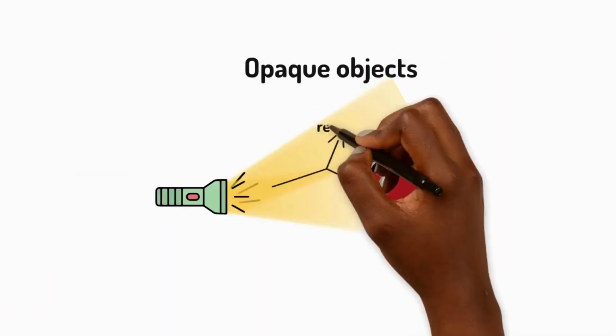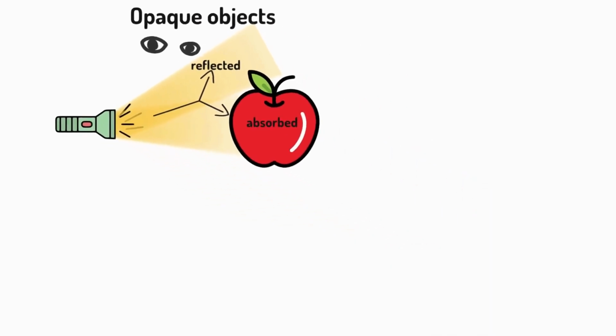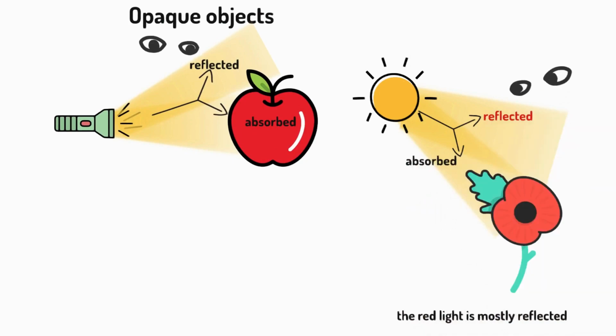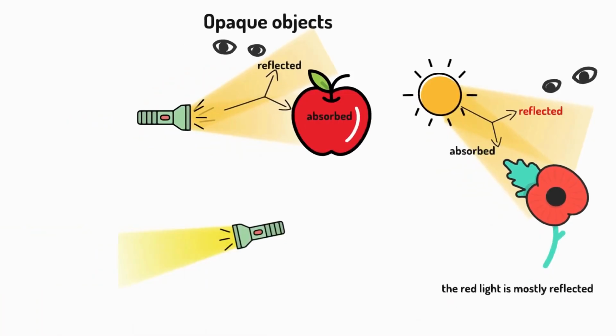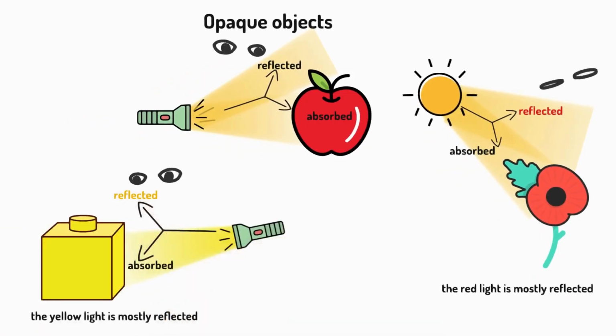In opaque objects, some colours are reflected and some are absorbed. The colour of the object that we see depends on which colours are reflected and which are absorbed. So, to give an example of this, when sunlight hits a red flower, the red light is mostly reflected, but the other colours are absorbed. So this makes the flower look red. For yellow objects, yellow light is mostly reflected, but the other colours are absorbed. This makes the object look yellow.